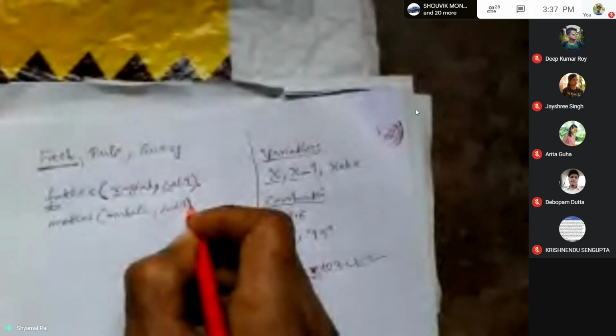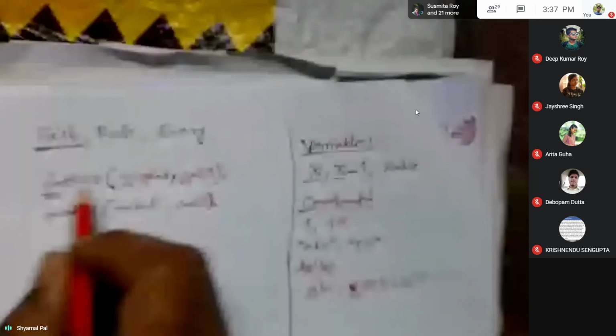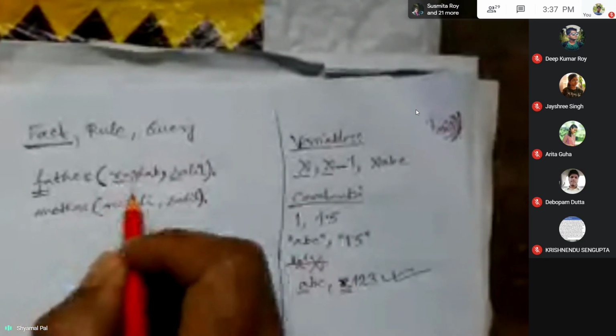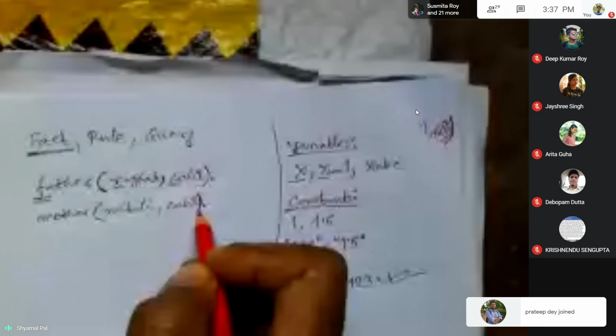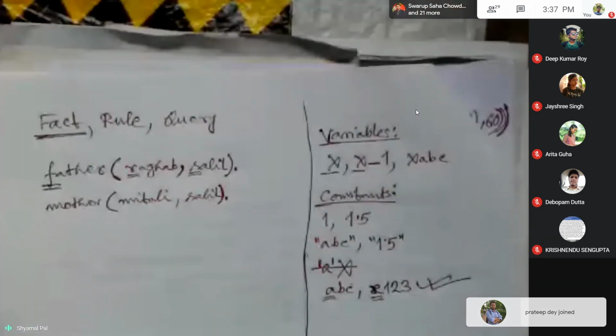So this one is a correct fact. Now when I'm saying correct fact, it means according to your choice, according to your definition. Prolog doesn't know the meaning of father. Prolog doesn't know the meaning of mother, Raghav, Salil, Mitali. And you don't have to tell Prolog what the meaning of it is.